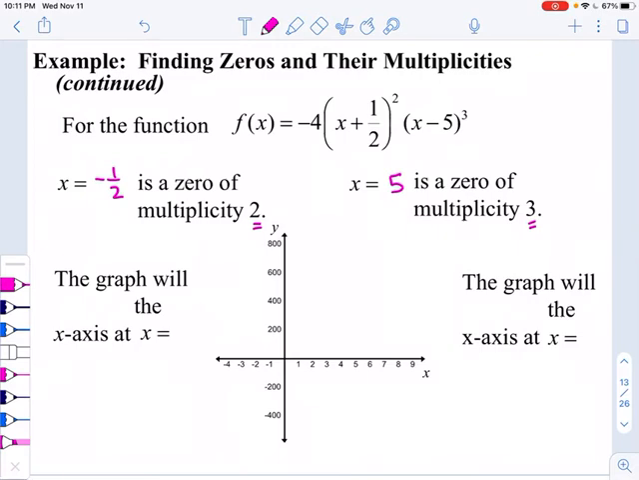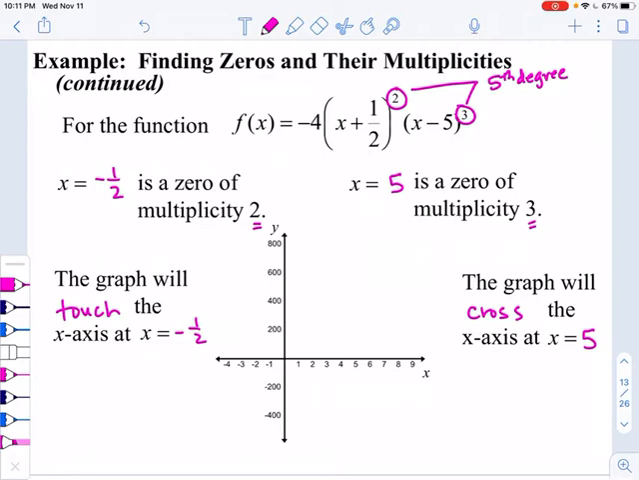So the graph, we already said, is going to touch the x-axis at x equals -1/2, and the graph is going to cross the x-axis at x equals 5. So now we need to figure out what's happening with this. We need to go back to looking at our powers. If I have a second power and a third power, all together we have a fifth degree function.